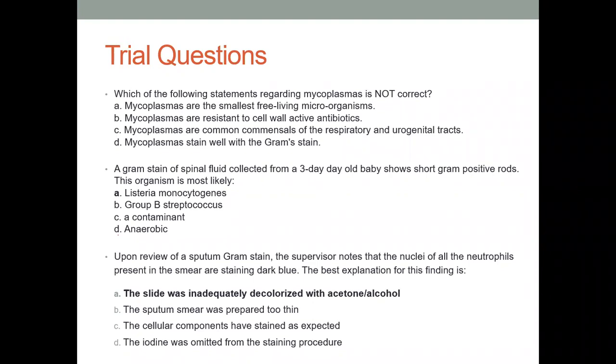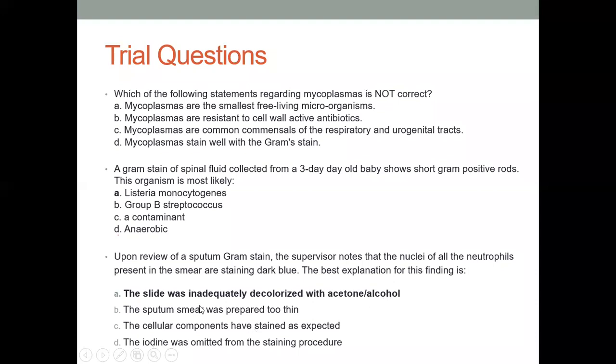As I mentioned in our discussion, I just want to show this question. Upon review of a positive sputum gram stain, the supervisor knows that the nuclei of all the neutrophils present in the smear are staining dark blue. What is the best explanation for this finding? I think the answer has been highlighted already: the slide was inadequately decolorized with acetone and alcohol.